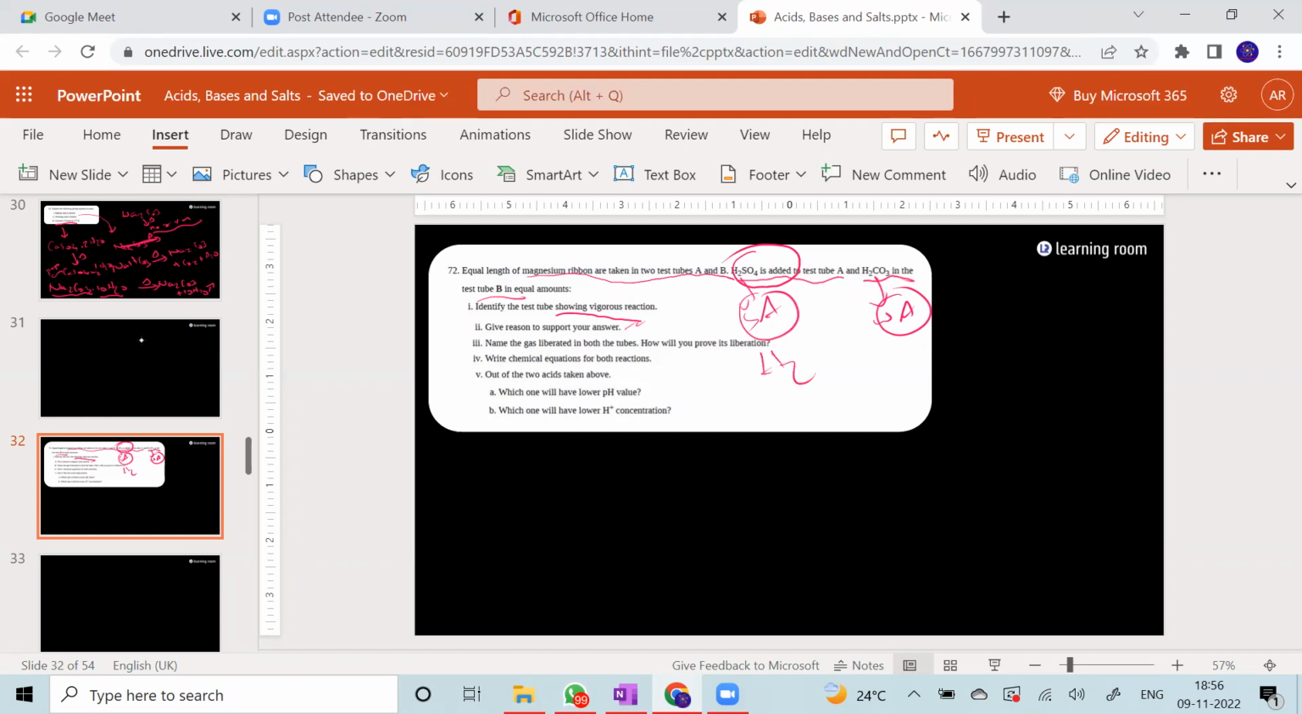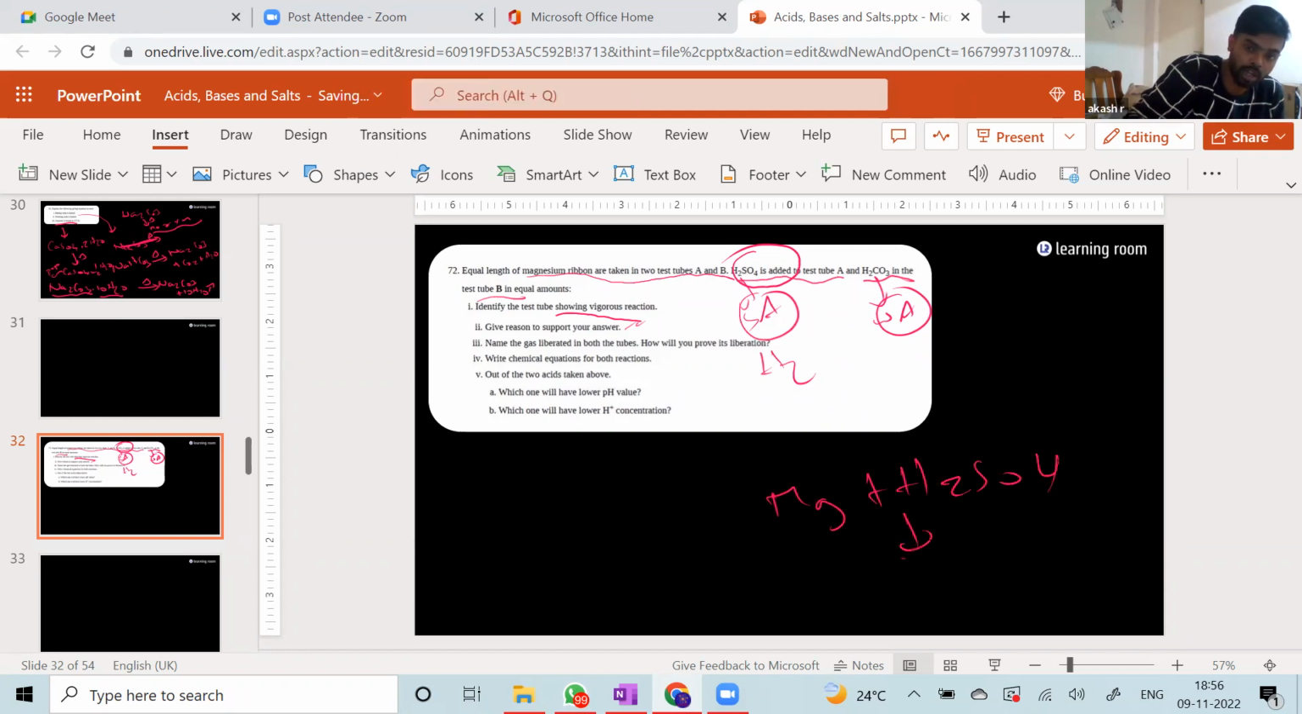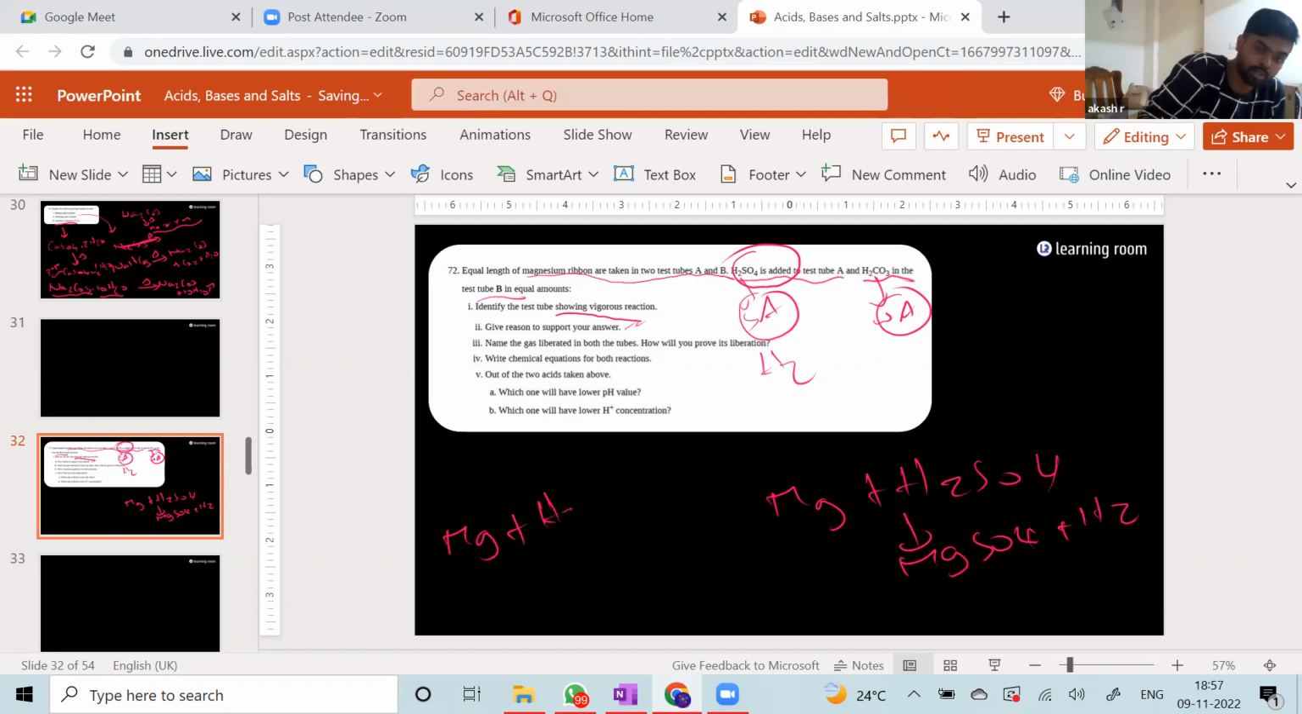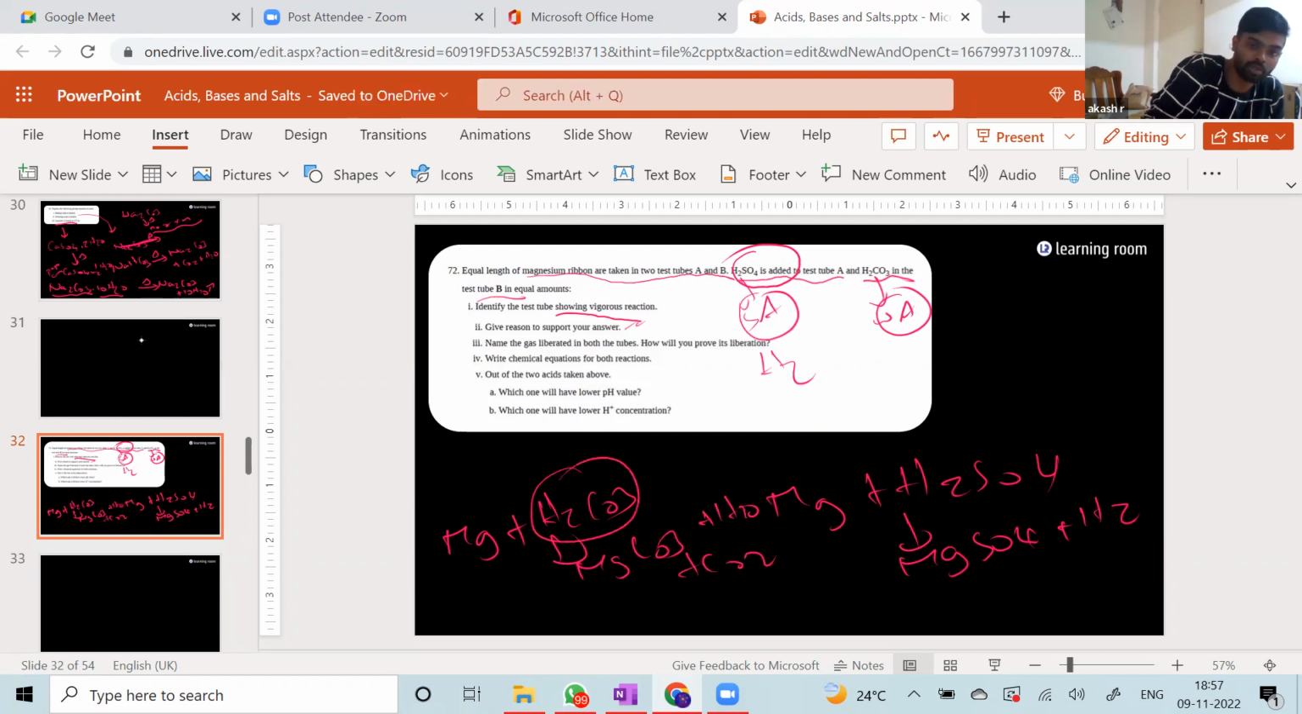You know how to write the reaction also. Magnesium plus H2SO4 will give me the salt, that is MgSO4 plus H2. Right? If magnesium reacts with H2CO3, then what is going to happen? We are going to form MgCO3 plus H2O plus CO2. Remember, whenever H2CO3 is there, I have to go for CO2 formation also. Not H2O, sorry, here it is H2. Right, MgCO3 and H2. Okay, right. Next, write the chemical reaction for both the reactions we have seen.